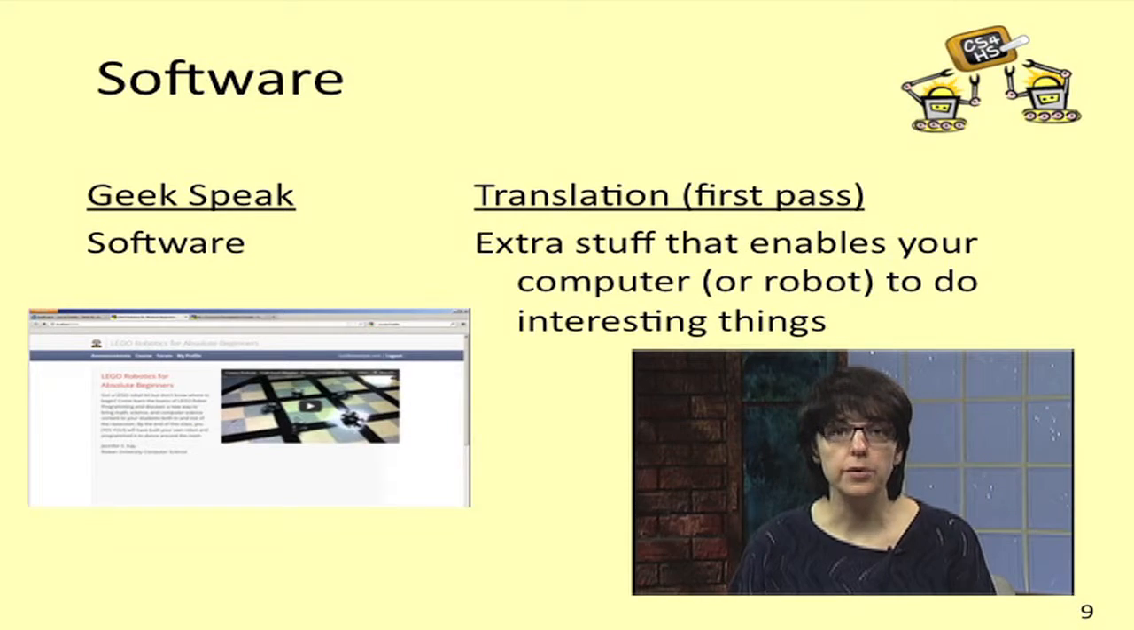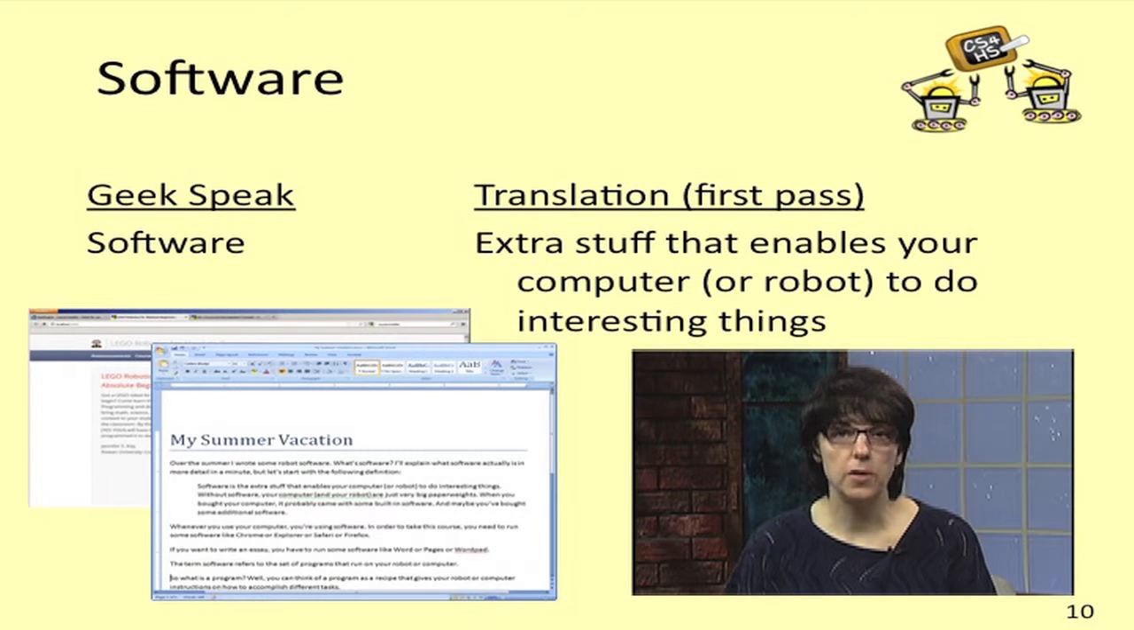When you got your computer, it probably came with some built-in software, and maybe you've bought some additional software yourself. Whenever you use your computer, you're using software. You're running software right now. In order to take this course, you need to run some web browsing software like Chrome or Explorer or Safari or Firefox. And if you want to write an essay, you have to run some software like Word or Pages or WordPad. Let's work on a better definition of the term software. The term software really means the set of programs that run on your robot or your computer.